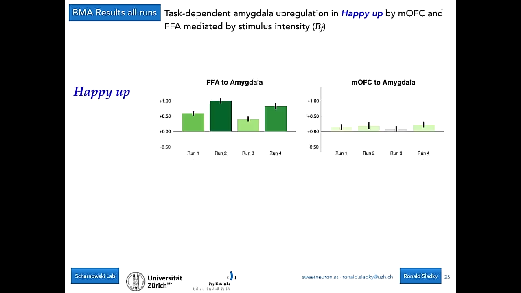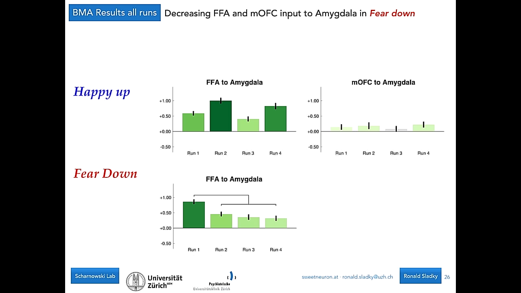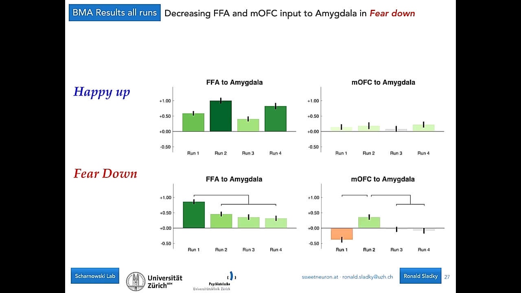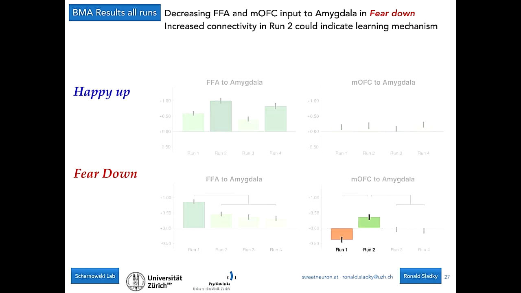So the interesting thing that happened over the course of the training is when we looked at the other runs, we saw in the happy up group an overall positive activation of the amygdala by OFC and FFA. In the fear down group, we actually saw a decrease of FFA input to the amygdala. And this negative regulation by orbitofrontal cortex to amygdala was actually also gone. So we see a difference between the first and second run.